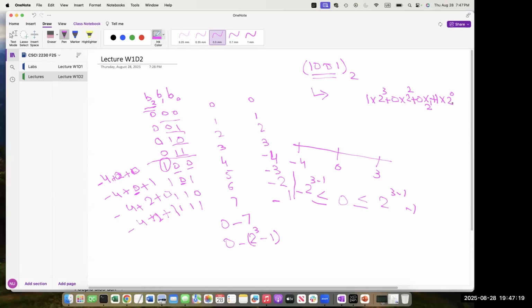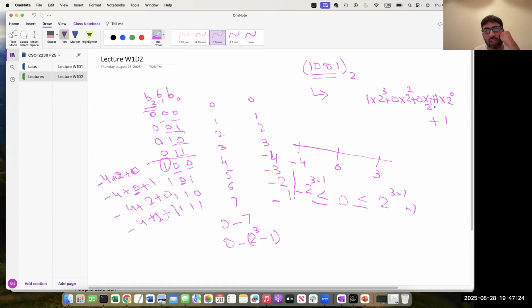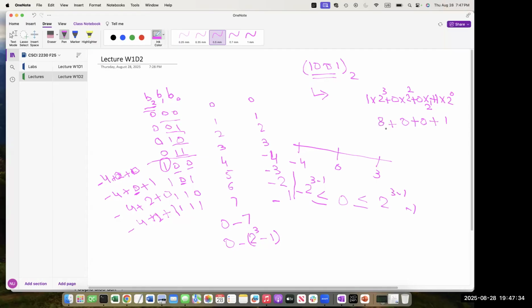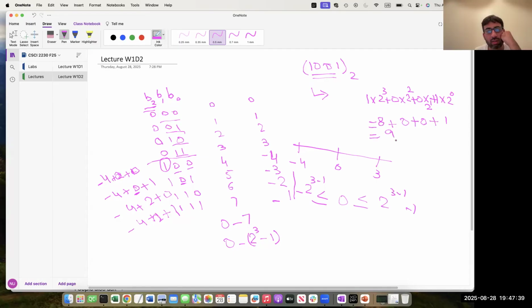So 2 raised to power 0 is 1, and when I multiply it with 1, I get 1. Then 2 raised to power 1 times 0 is 0. Then 2 raised to power 2 times 0 is 0. Then 2 raised to power 3 is 8, and times 1 is 8. When I sum them together, I get 9, correct? So 1001 in binary is actually 9 in the decimal system, right?